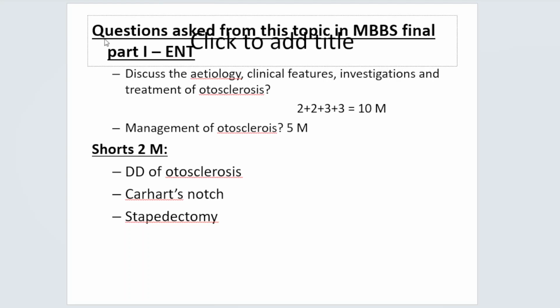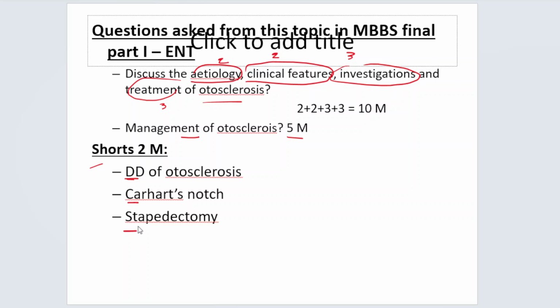What are the questions asked from this topic in MBBS Final Part 1? This is an important topic, and the questions asked in previous years were: discuss the etiology, clinical features, investigations and treatment of otosclerosis. It gives 2 marks for etiology, 2 marks for clinical features, 3 marks for investigations and 3 marks for treatment. Another question is management of otosclerosis for 5 marks. The shorts for 2 marks are differential diagnosis of otosclerosis, Carhart's notch and stapedectomy.